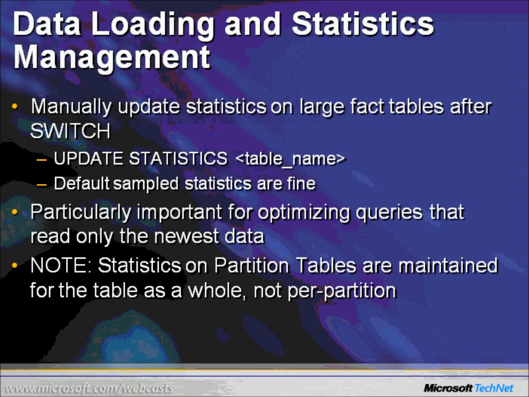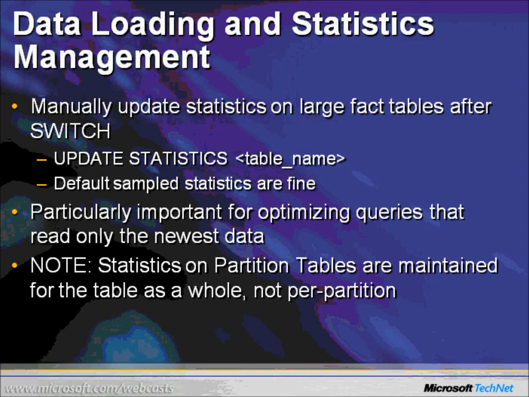You should manually update statistics on large fact tables after you switch partitions in or out of the fact table. You can use just UPDATE STATISTICS table name to do this. This will update statistics using the default sampling strategy. These are typically just fine, but it's important to do this after each switch because you've changed a fairly large fraction of the data when you do that, and that can have a pretty significant impact on your query performance.